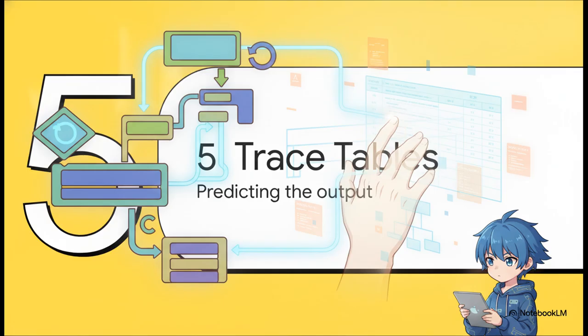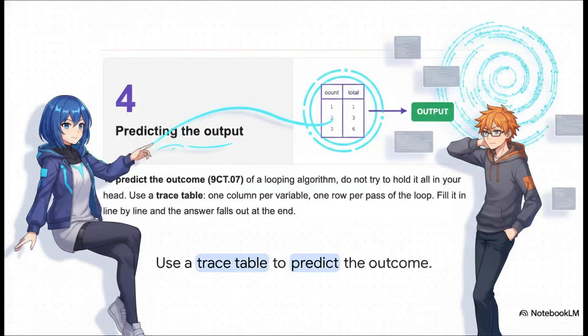Section 5. Testing code with trace tables. Once you snap all these loops and choices together, how do you actually prove your code works without your brain completely frying? Well, the golden rule is you should never try to hold a complex looping algorithm entirely in your head. It is way too easy to lose track and create a bug that crashes the whole thing. Instead, programmers use something called a trace table to predict the exact output. You just give 1 column to each variable and 1 row to every single pass of the loop.